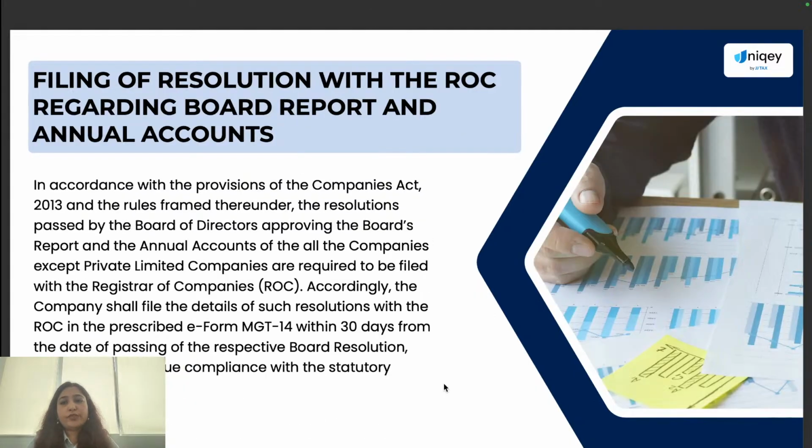Filing of resolution with the ROC regarding board report and annual accounts. It is in accordance with the Companies Act. Public companies, including listed companies, are required to file the board report and annual accounts in Form MGT 14 within a period of 30 days from the date of passing of the board resolution. So it is important for public companies, not for private companies.